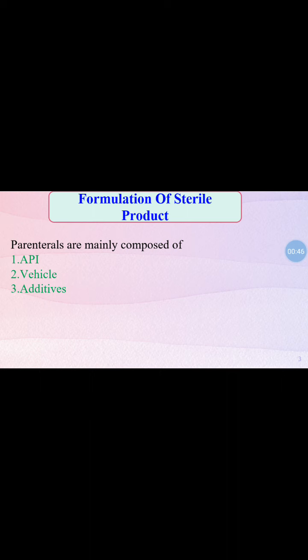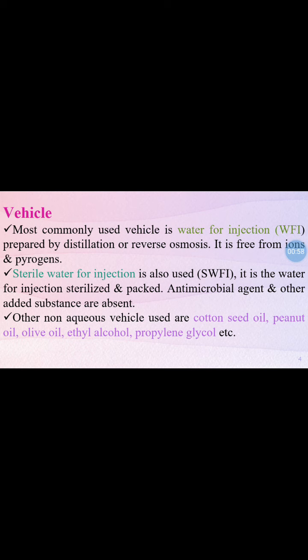Parenterals or sterile products are mainly composed of API, that means active pharmaceutical ingredient, vehicle and additives. Let's see the vehicle. The most commonly used vehicle is water for injection, that means WFI, which is prepared by distillation or reverse osmosis, and it should be free from ions and pyrogens. The sterile water for injection is also used, and it is the water for injection which is sterilized and then packed. Antimicrobial agents and other added substances are absent here.